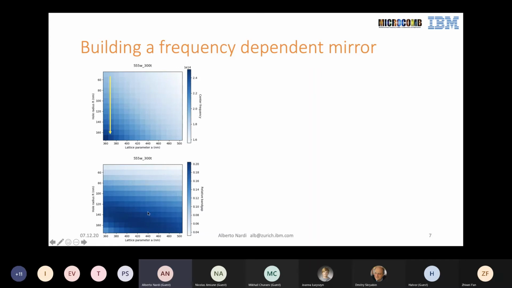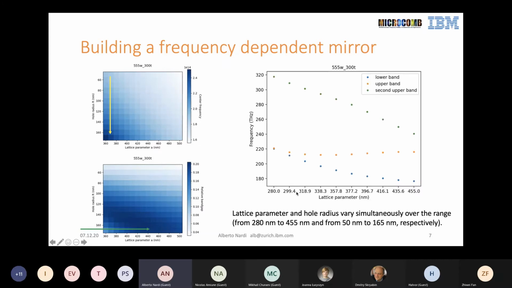So what we have to do is something like this. We have to tune the lattice parameter and the hole radius from smaller values to higher values, such that in the end we arrive at a point where the relative band gap is large and the center frequency is the one that we actually want. And this is what we get if we modulate these parameters through the mirror.